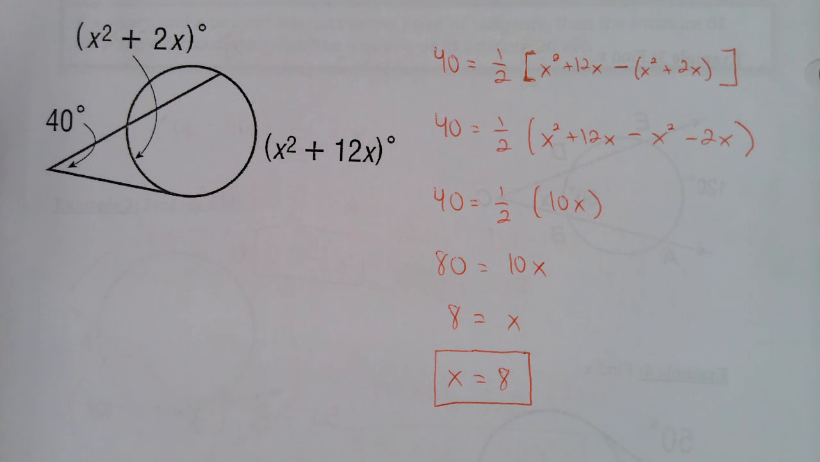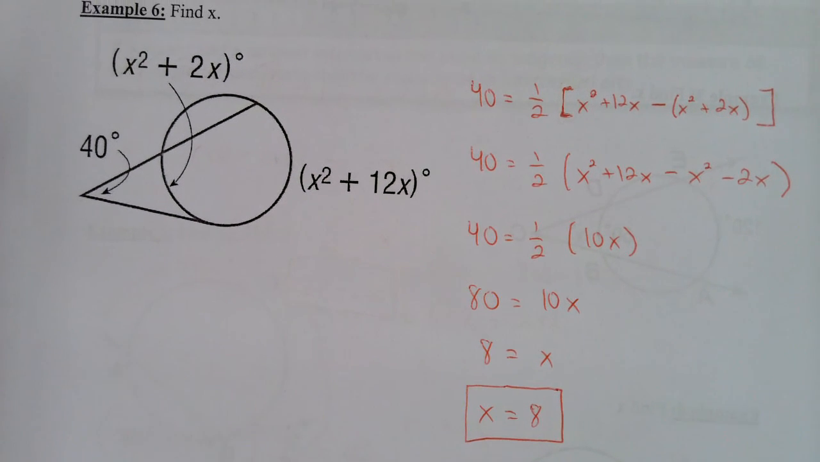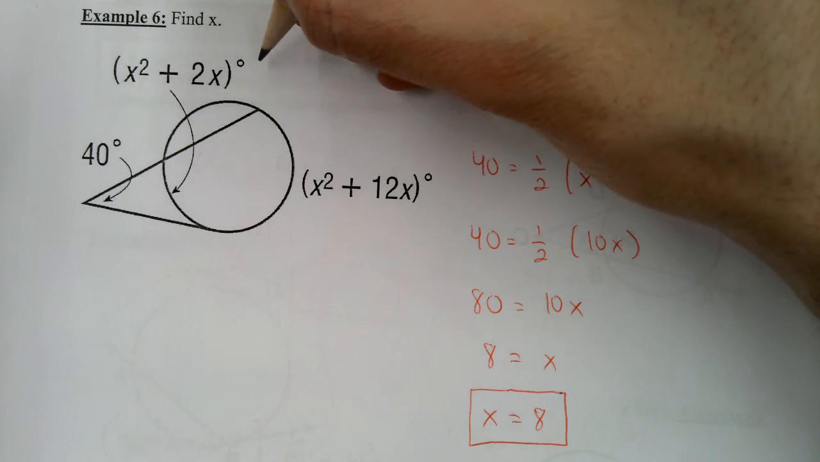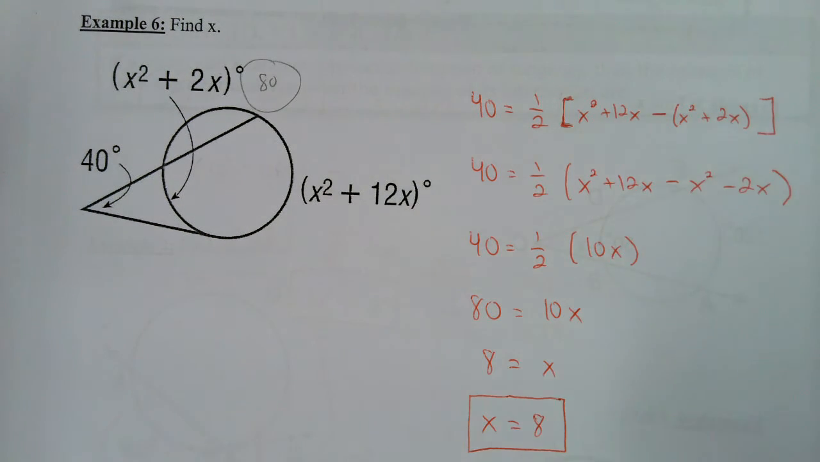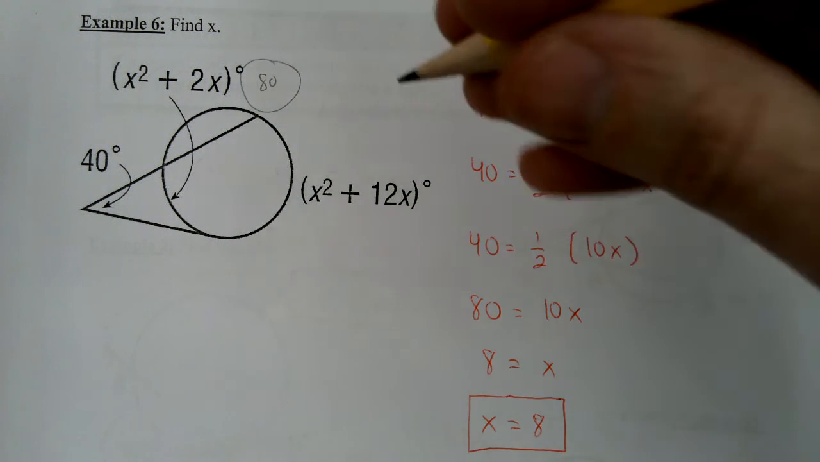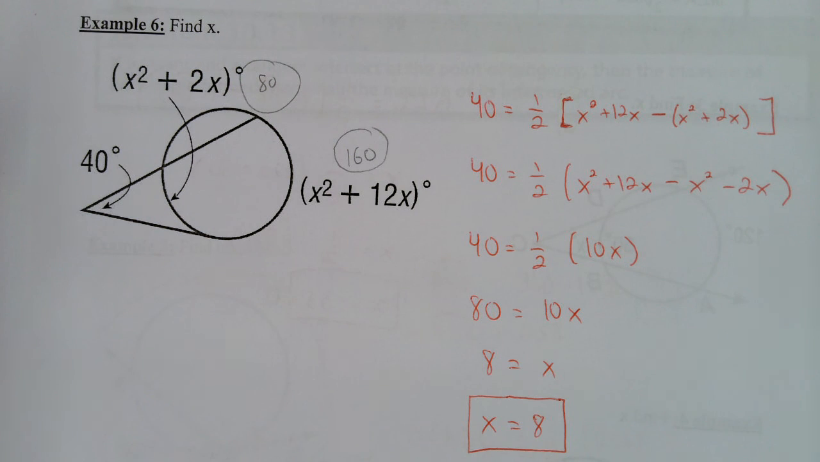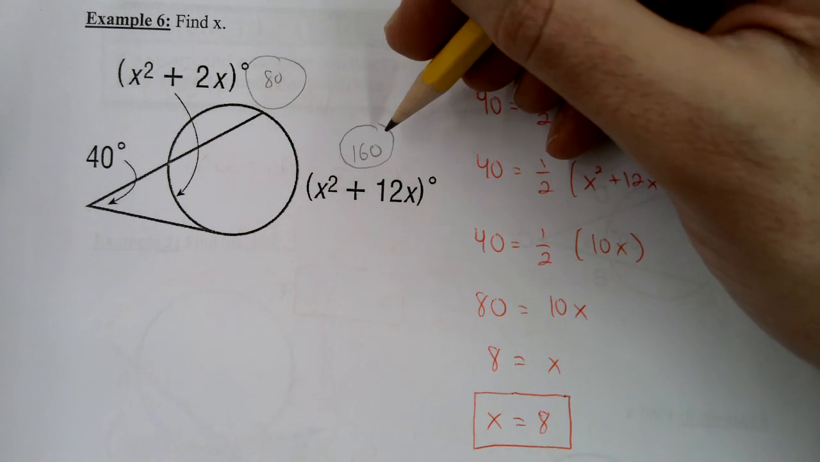Now, I would just double check this one if I were you. So if you replace the x with 8, 8 squared plus 2 times 8, that gives you 80. 8 squared plus 12 times 8 equals 160. I don't know why it took me so long. I typed it in wrong on my calculator. Okay, so that should be 160.